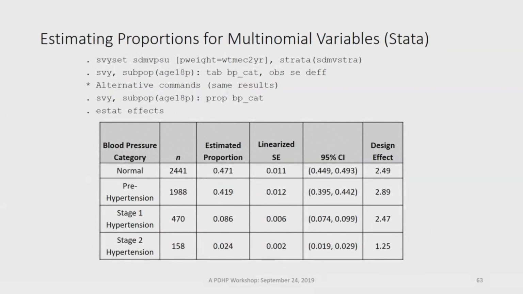Other questions about the categorical frequency table here? Other questions?